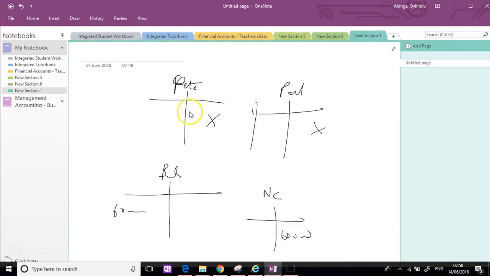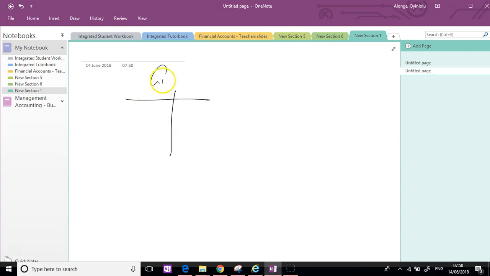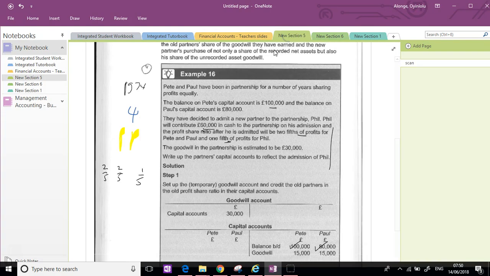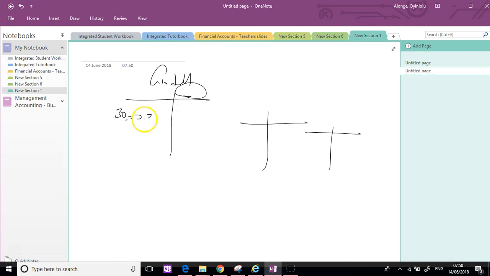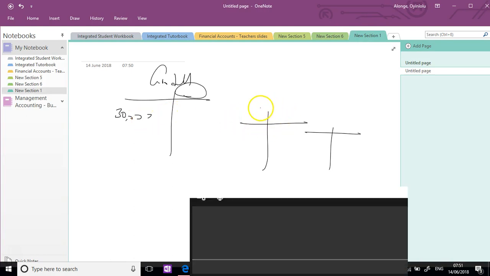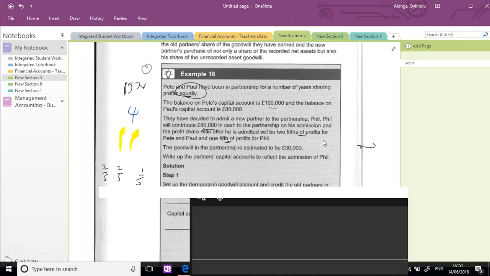I said to you that what we do is create a new asset here, an intangible asset called goodwill. It's an asset of 30,000, and initially this asset is split between the existing partners, who currently share things equally. So the first thing we do is split that goodwill between the two partners. It's an asset, so Pete and Paul share that asset equally, 15,000 and 15,000.